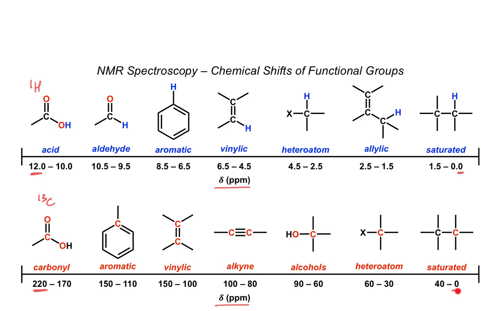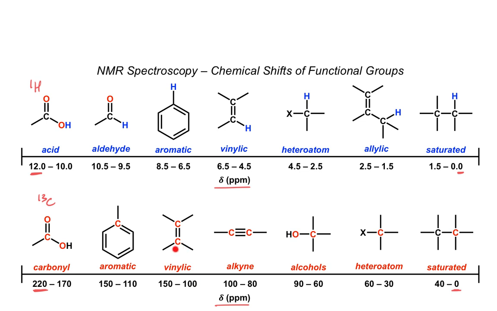starting from 0 parts per million on the right, you have your normal saturated sp3 hybridized carbon. If you attach a heteroatom to it, N, O, F or any other halogen, you're moving it away from 0, so the chemical shift is increasing. Alcohols in particular fall a little bit higher. Now we get into the sp hybridized region for alkynes and nitriles. We move further above 100.